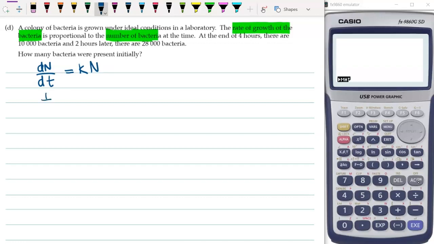Now, separating variables, 1 over n dn equals k dt, taking those things over to the same sides. Now we're going to integrate that. Natural log of n equals kt plus c. Now if we take e of both sides, n will be e to the kt plus c, which is the same as if we were to do timesing it by e to the c using powers of logs, and e to the c is itself a constant, so we can rewrite that as a.